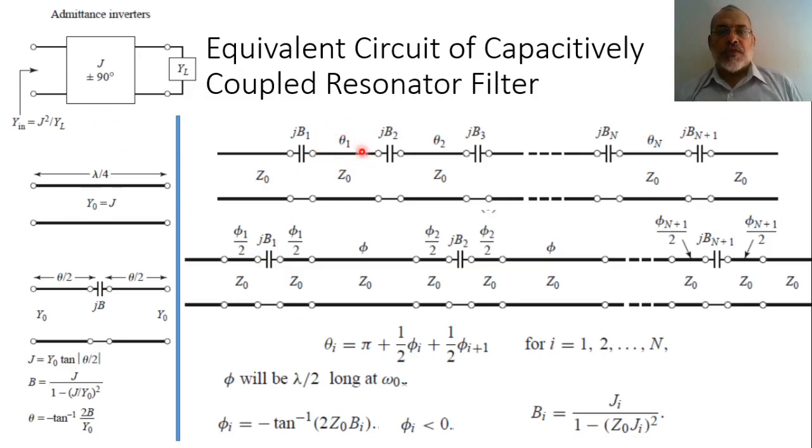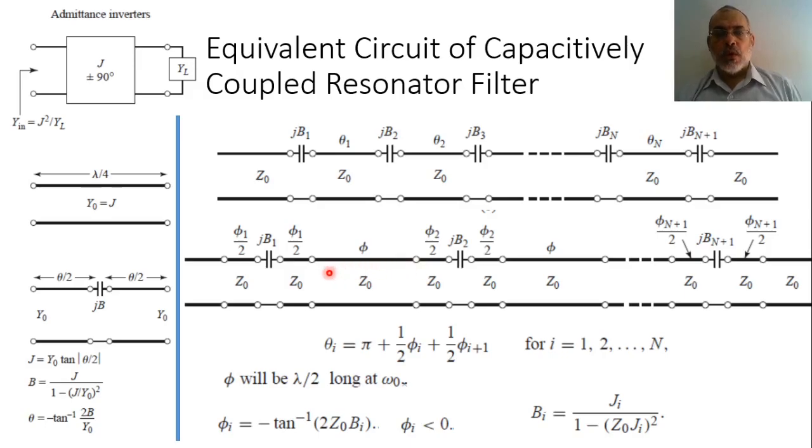And the first resonator, theta 1, is composed of half of this transmission line section connected to B1, plus phi, plus half of the transmission line section connected to B2. This means that theta 1 equals phi plus phi 1 over 2 plus phi 2 over 2. And phi will be chosen to be pi. Or in other words, this section will be chosen to be lambda over 2. Okay?